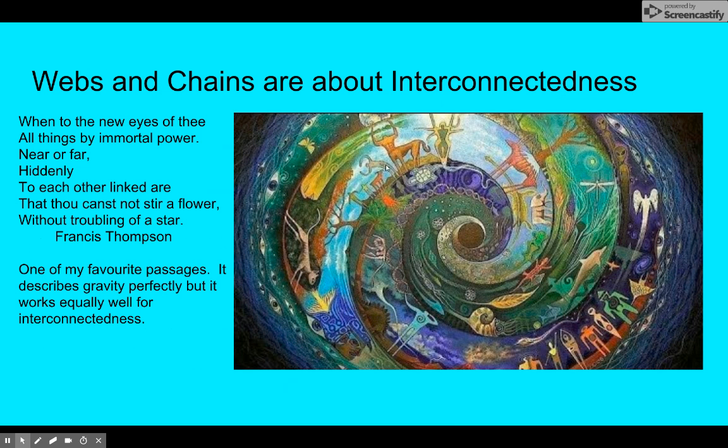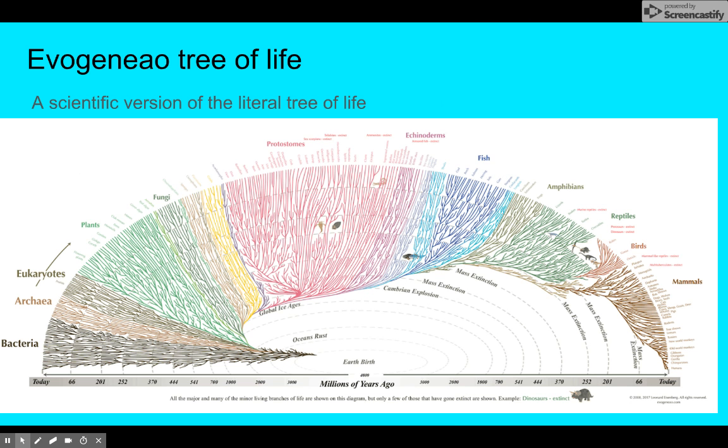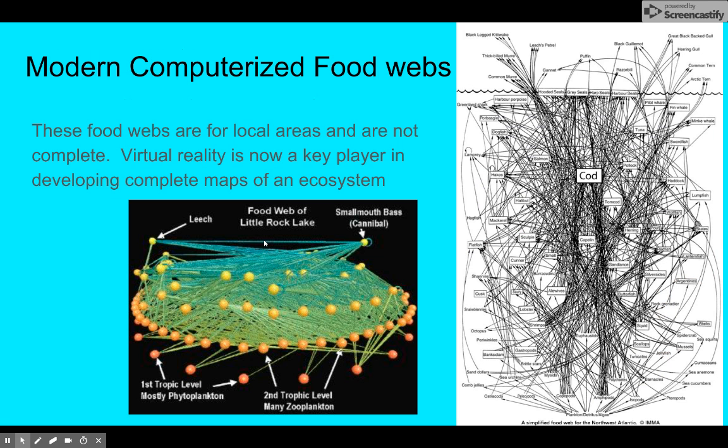Here is some modern native art trying to show this idea of interconnectedness, and a very famous poem by Francis Thompson that covers the same topic. And this is what I mean about scientists working on it. This is the Tree of Life. It's an interactive one on the Evogeneo website, and it allows you to click on all the known species we've indexed. So you can zoom in on this thing for quite some detail. This is not part of grade 9 ecology. That's later in high school.